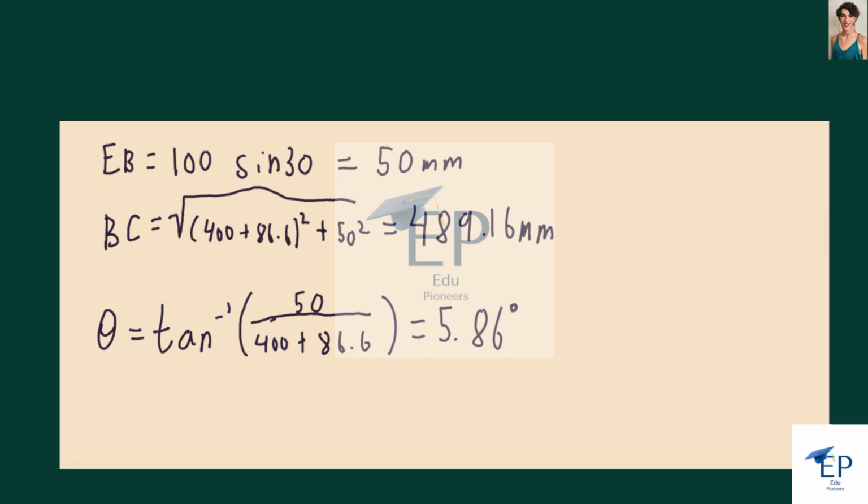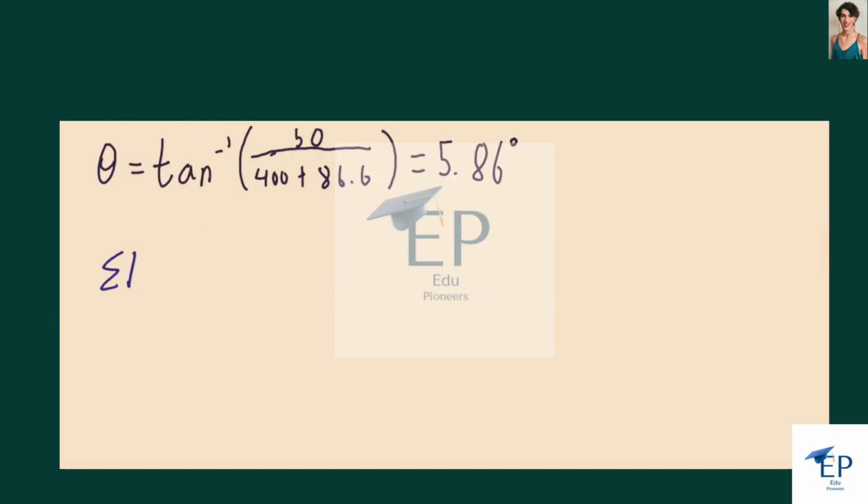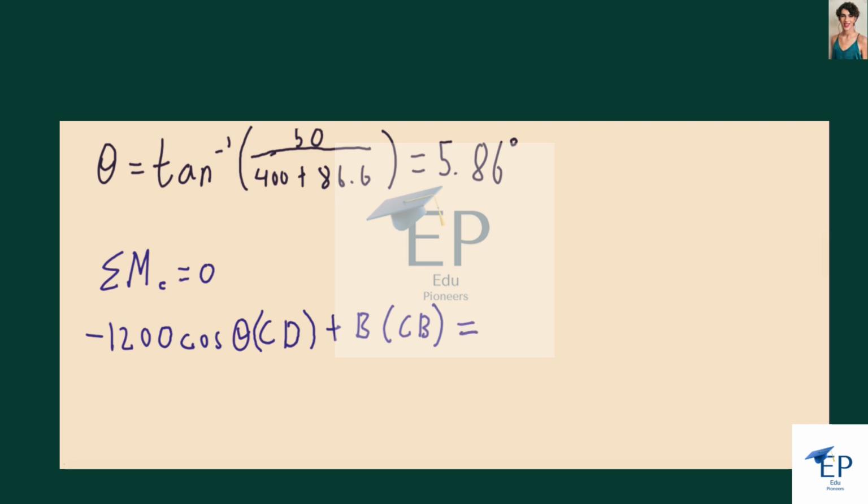So we can now calculate for our force B by saying that the sum of moments about point C is equal to 0. And we write this expression as negative 1200 times the cosine of theta times CD plus force B times CB is equal to 0. And we know all these values except for B.